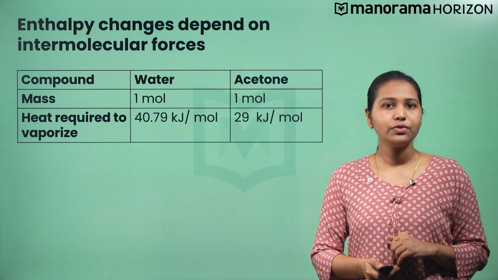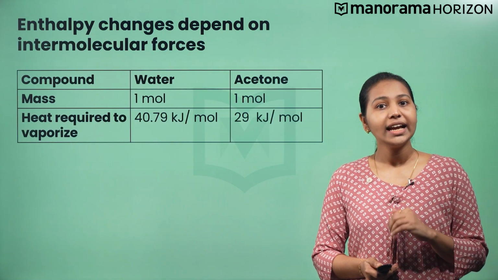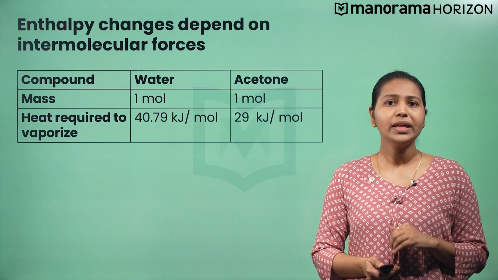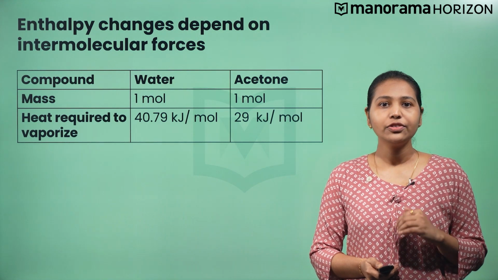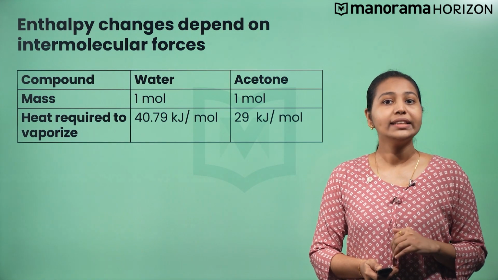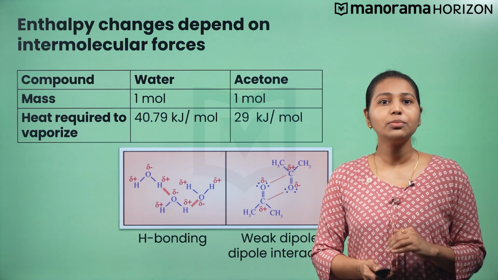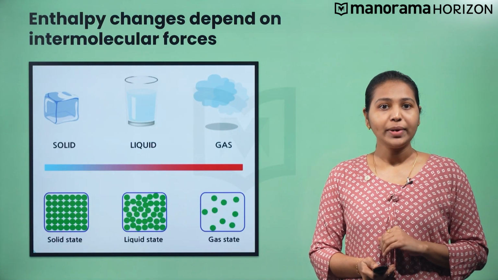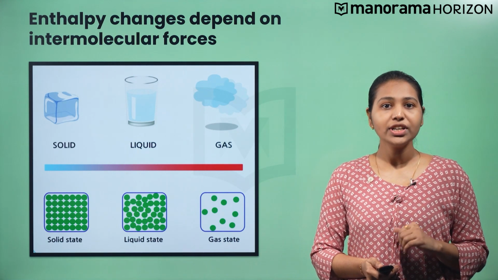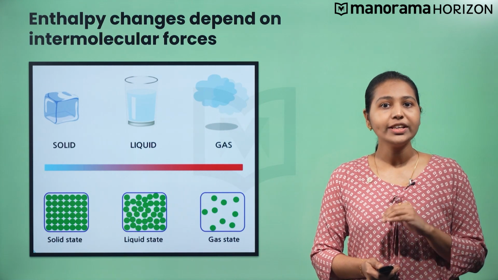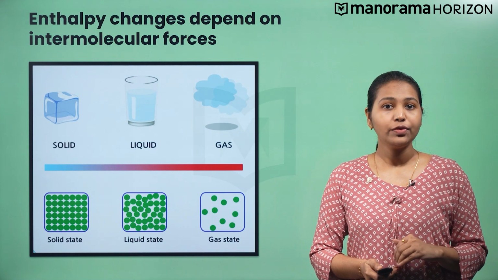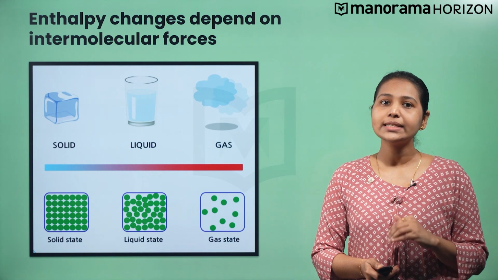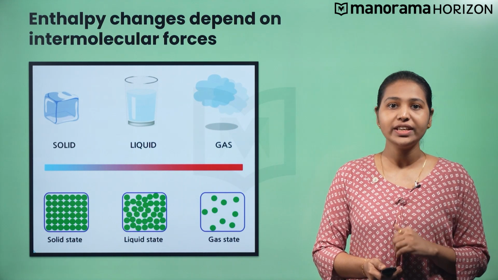Now I have a question for you. Here I have tabulated the energy required to vaporize 1 mole of water and 1 mole of acetone. Can you tell me why there is a drastic difference between these energies? Well, the answer is the difference in the intermolecular forces between them. The intermolecular forces in each state of matter are different. Hence, the energy required to transform one phase to another will be different. In fact, the magnitude of the enthalpy change depends on the strength of the intermolecular interactions undergoing the phase change.